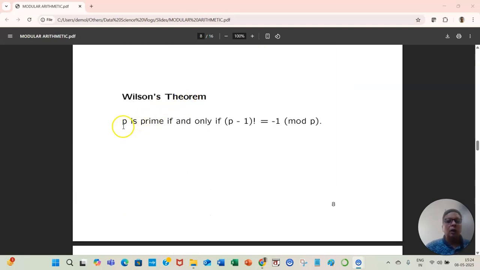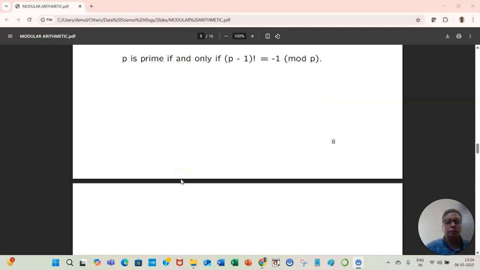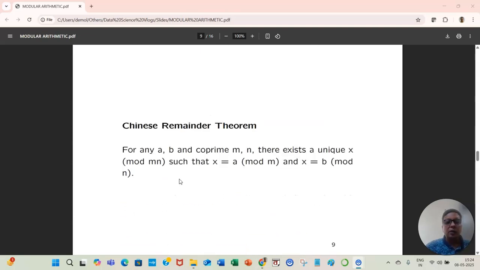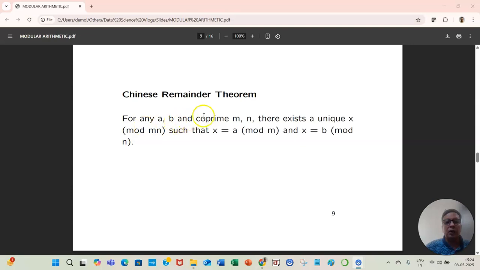Wilson's theorem: p is prime if and only if (p minus 1) factorial ≡ minus 1 mod p. So that's a characterization of the prime numbers, and this is known as Wilson's theorem. Chinese remainder theorem: for any a, b and co-prime m, n, there exists a unique x mod mn such that x ≡ a mod m and x ≡ b mod n. That is known as the Chinese remainder theorem.